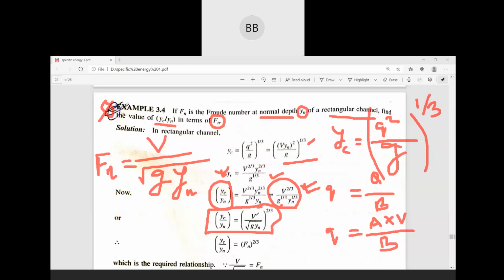You see that's v to the power 2 by 3, and it's 1 by 2 multiplied by 2 by 3, we will get 1 by 3. Okay? 2 will be cancelled out. So you can write this as root over g yn. And this is nothing but your Froude number. So in place of this, you can write Fn, the Froude number for normal depth, to the power 2 by 3.